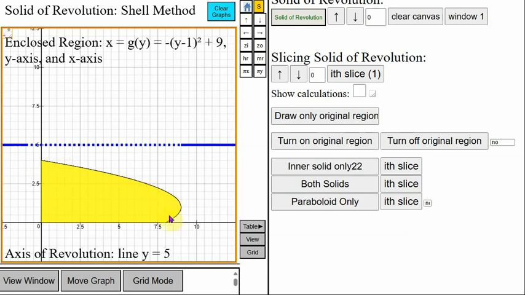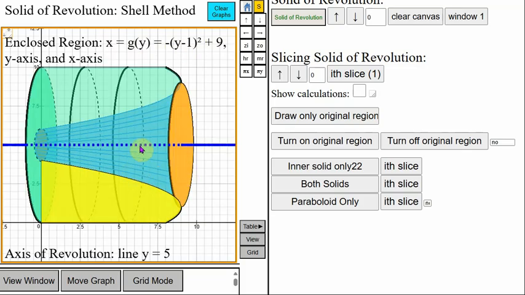Here's the yellow region again, which is the graph of x equal to g of y equal to negative y minus 1 squared plus 9. And here's the line y equal to 5. Then we're going to revolve it about the line y equal to 5. And so here's the solid of revolution. When we revolve this yellow region, this is the solid that we will get. And notice that the solid of revolution that we want does not include this part right here.